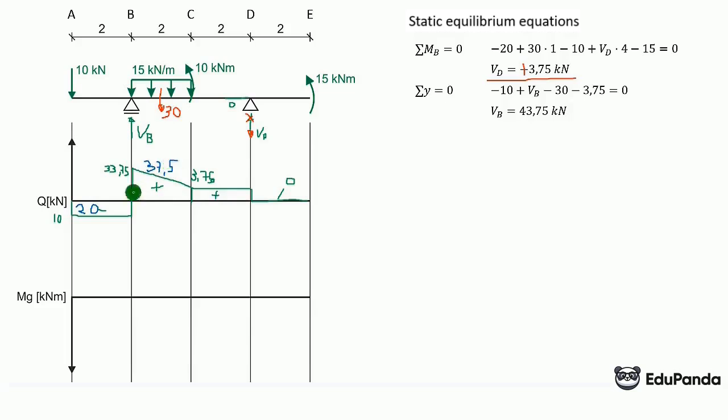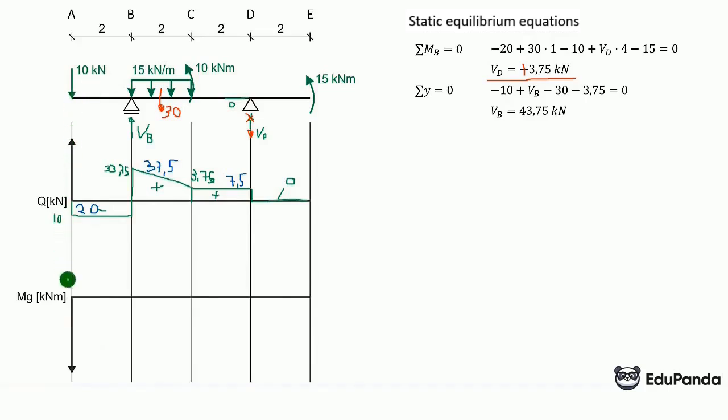Here, we also see that the shear force graph does not cross to the other side under continuous load, so there will be no extremum on the moment graph. The area of this is 3.75 times 2, so 7.5. Now we draw the graph.